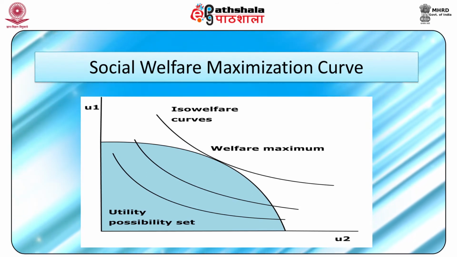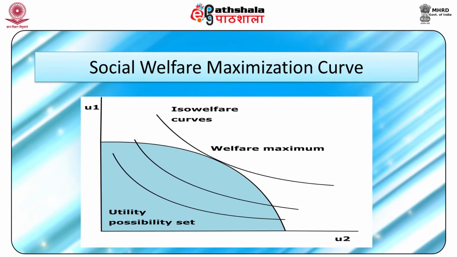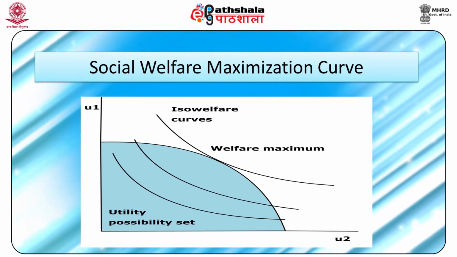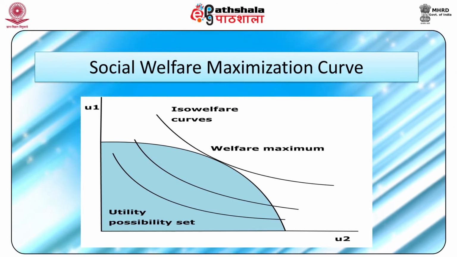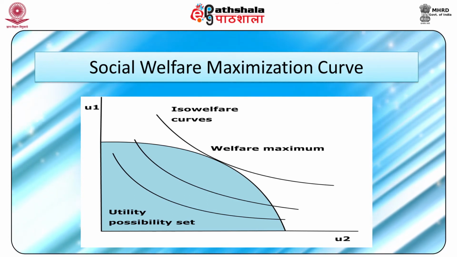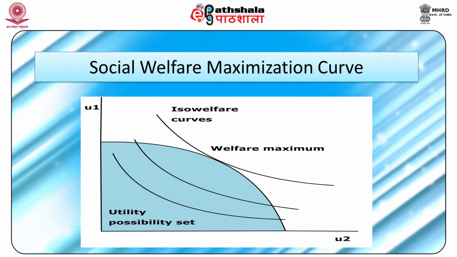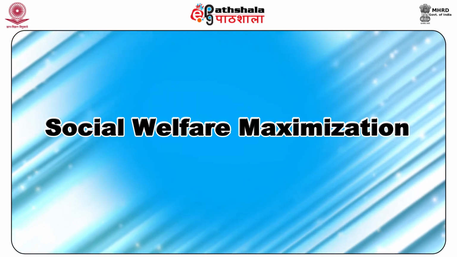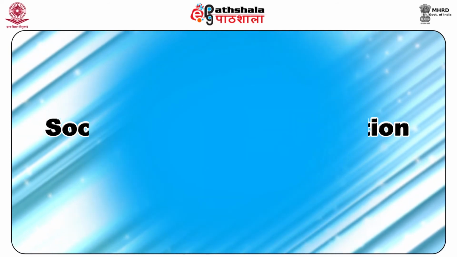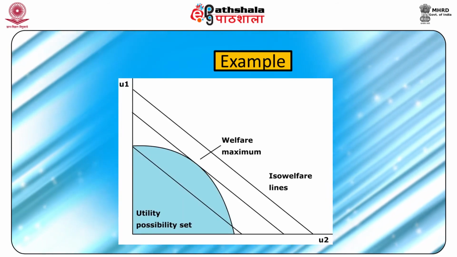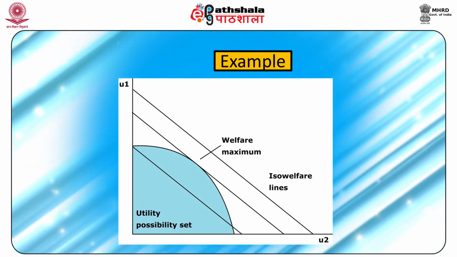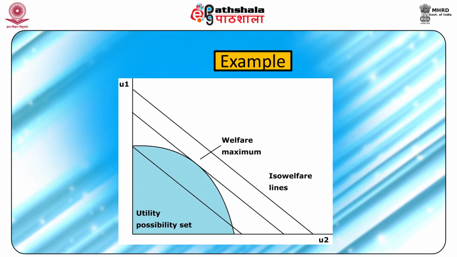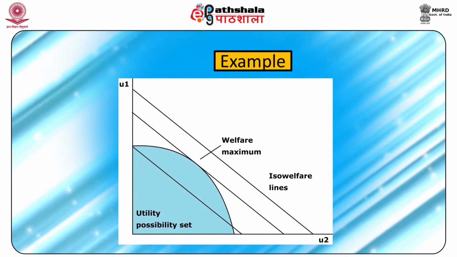The next observation we can make from this diagram is that any Pareto efficient allocation must be a social welfare maximum for some social welfare function. An example is given in figure 6.2. Social welfare maximization. In figure 6.2, we have taken a Pareto efficient allocation and found a set of iso-welfare curves for which it yields maximal welfare.